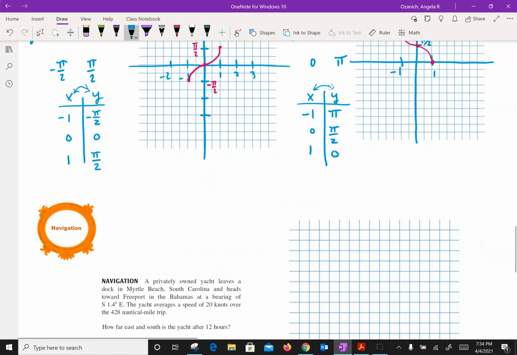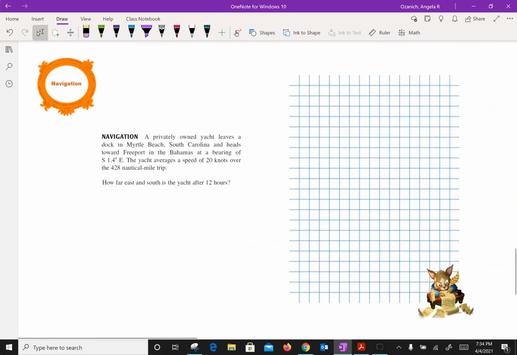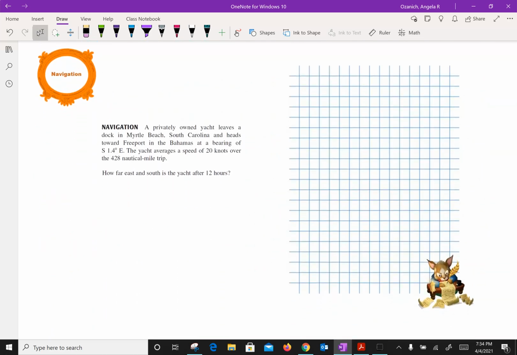And then the very last piece is going to be this little navigation problem. So lock it down, try this problem. It's pretty much just straightforward right triangle trig, all right? But here's a chance to practice and then also see the correct answer. So go ahead and stop it. I'm going to draw some things, and then we'll come back and talk about how we answer the question: how far east and south is the yacht after 12 hours? All right, give this one a go.